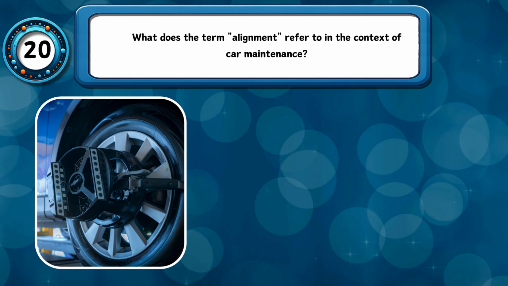Question 22. What is the purpose of the timing belt in an internal combustion engine? A. Regulate air intake. B. Synchronize engine components. C. Control brake timing. Correct answer is B. Synchronize engine components.